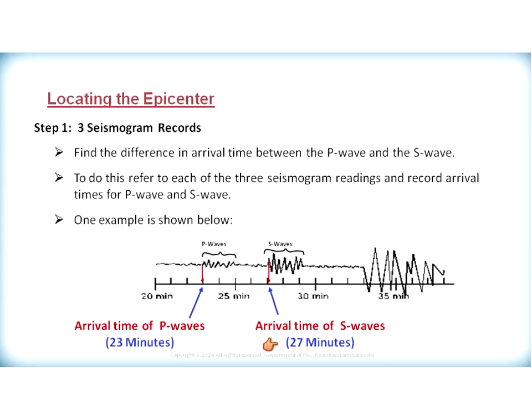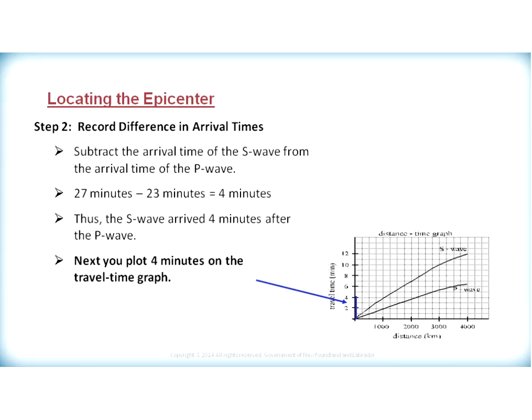We use these 2 arrival times to calculate the difference in arrival time. So step 2, we record the difference in arrival times. To do this, we subtract the arrival time of the P wave from the arrival time of the S wave. And in this case, we have 27 minutes, which records the arrival time of the S wave, minus 23 minutes, which was the arrival time of the P wave, and we get a difference in arrival times between the 2 seismic waves of 4 minutes. Thus, the S wave arrived 4 minutes after the P wave.